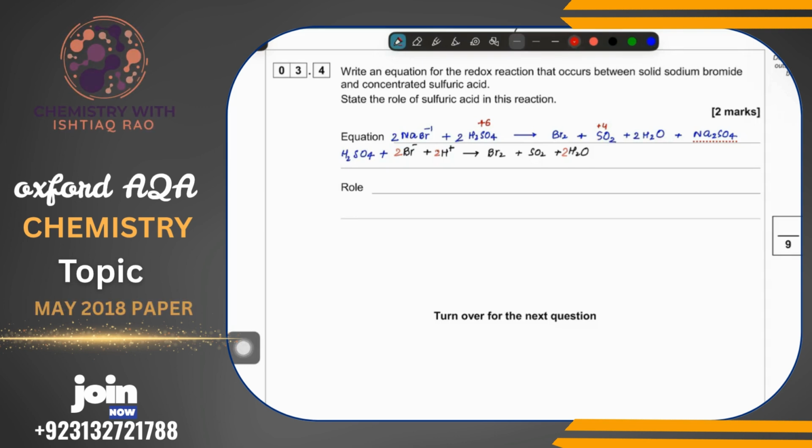But it's from group 7, from the halogens, so you are supposed to memorize the three equations with sulfuric acid: H2SO4 plus NaCl, H2SO4 plus NaBr, H2SO4 plus NaI. So what's the role of sulfuric acid? It's an oxidizing agent. All right. Oxidizing agent. Yeah.